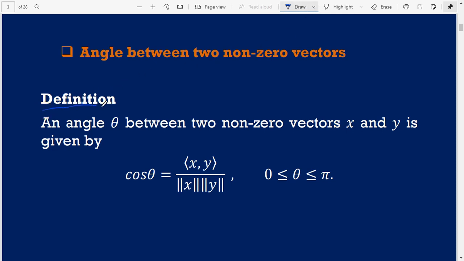Definition: an angle theta between two non-zero vectors x and y is given by cos theta is equal to inner product x with y upon norm x into norm y, where 0 is less than or equal to theta less than or equal to pi.